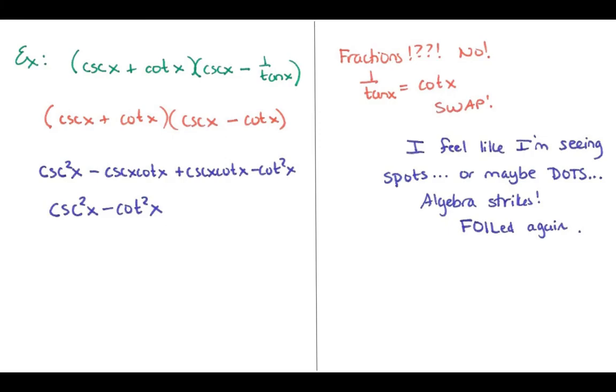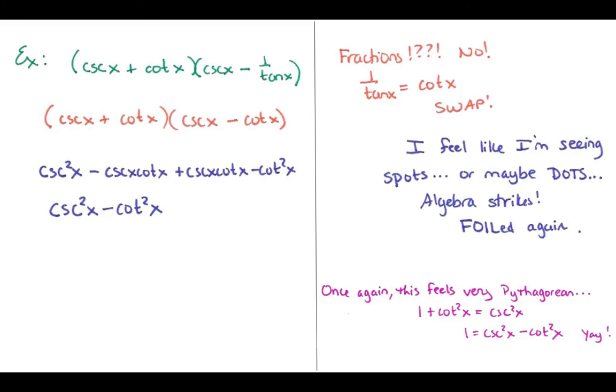Once again, all that squaring makes me think Pythagorean. So I went to my Pythagorean section again, and I noticed that I had an identity, 1 plus cotangent squared x equals cosecant squared x. And if I just manipulate that by subtracting the cotangent squared, oh, cosecant squared x minus cotangent squared x is actually 1. Yay. Once again, I have just found another really complicated way to write the number 1.